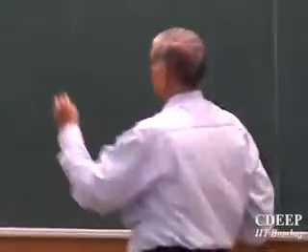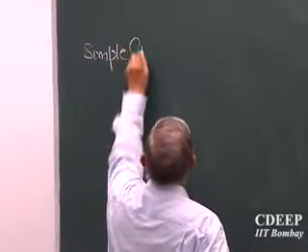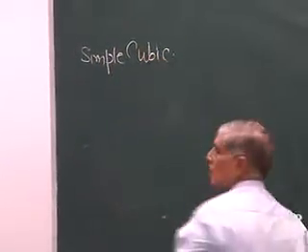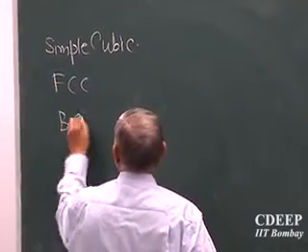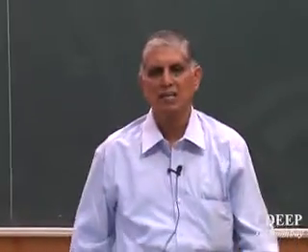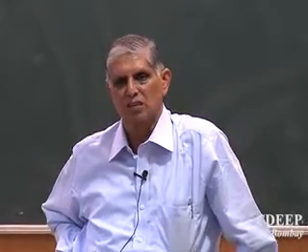We said simple cubic, then we said FCC, face centered cubic, and then body centered cubic. So three possible unit cells are done in a Cartesian system which can be replicated easily to create the whole size of the crystal which you are looking at.